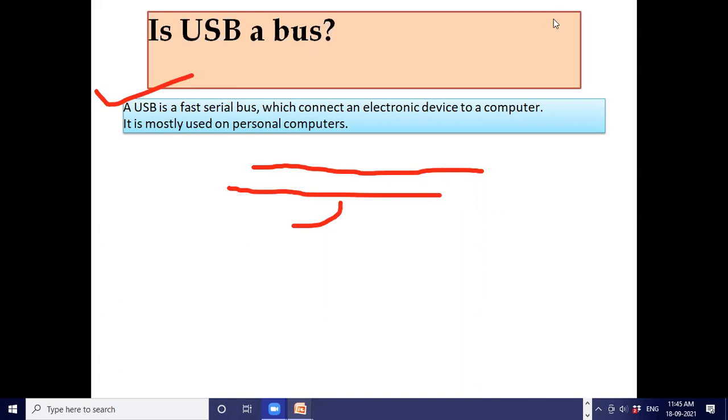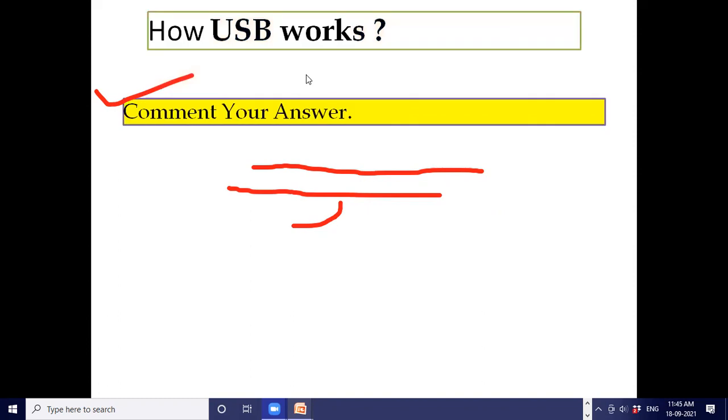But I have one question for you, which you all have to answer after you get this recorded lecture. How does USB work? USB कैसे काम करता है? Within a few lines, you try to answer it.